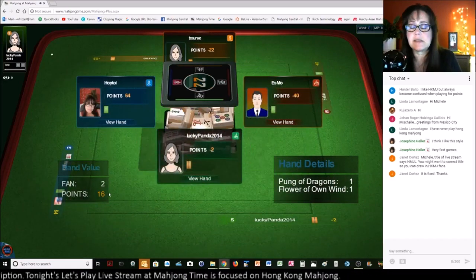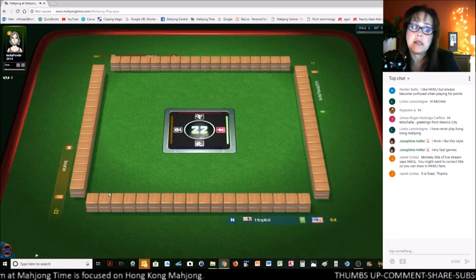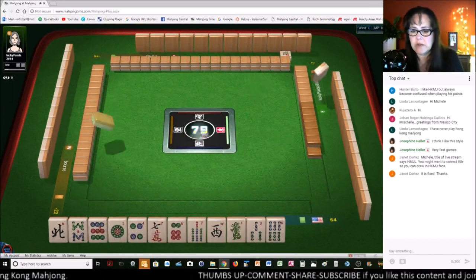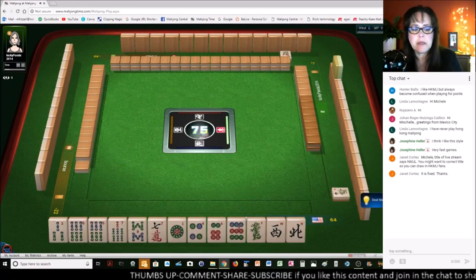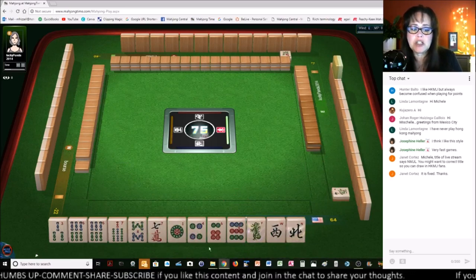At least it was an inexpensive hand. Dragon pung and a flower, 2 fan. So that was affordable, but we need to recover so we can keep the lead. Okay, so we have mixed suits, single honors. I think we should play all chow.